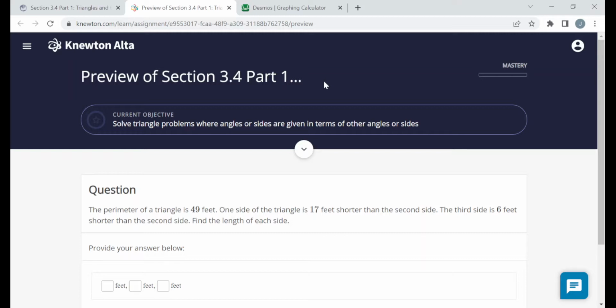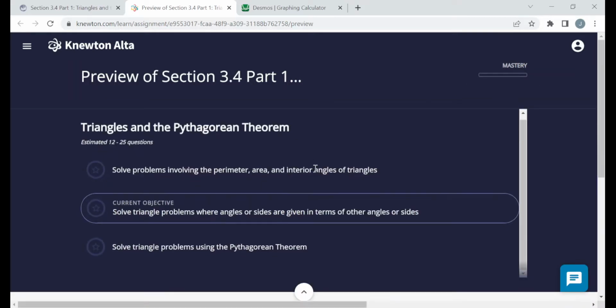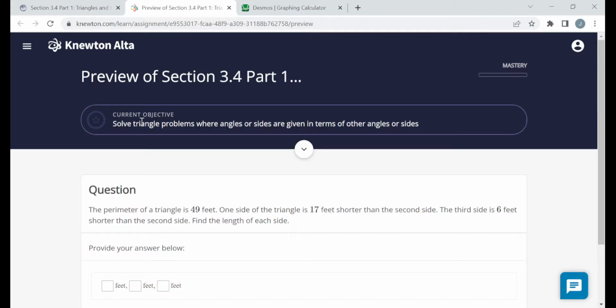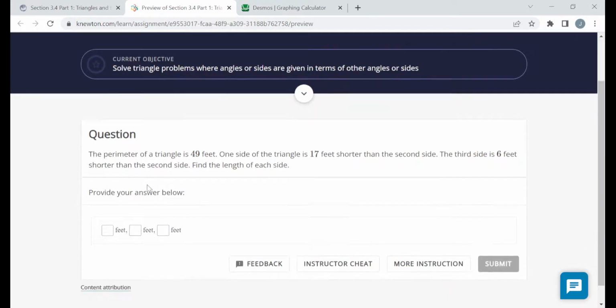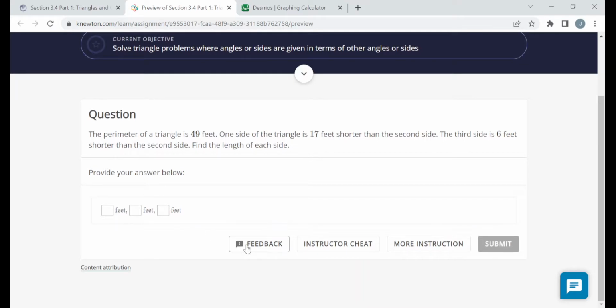So on your assignment page, you should be seeing the title, the mastery bar that tells you how far along you've gotten, and the objectives. It looks like there are 3 objectives for this assignment. Under the current objective there is a question related to that objective, and at the bottom of each question you should be seeing a feedback button for which you can send feedback to Knewton if you wish. You will not have this instructor cheat button. This is for instructors only.